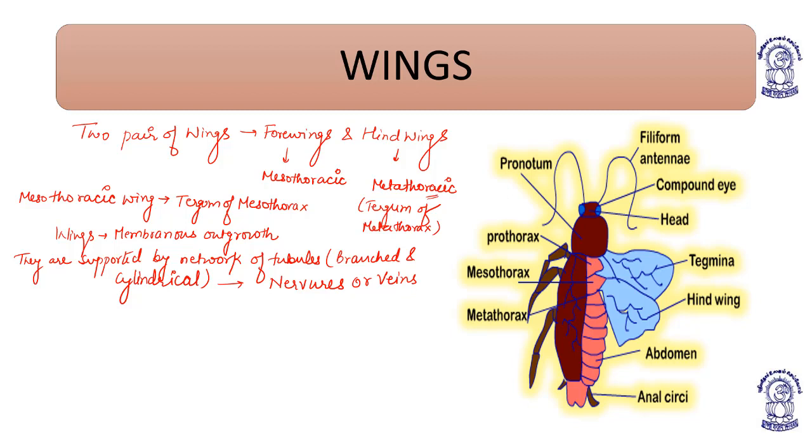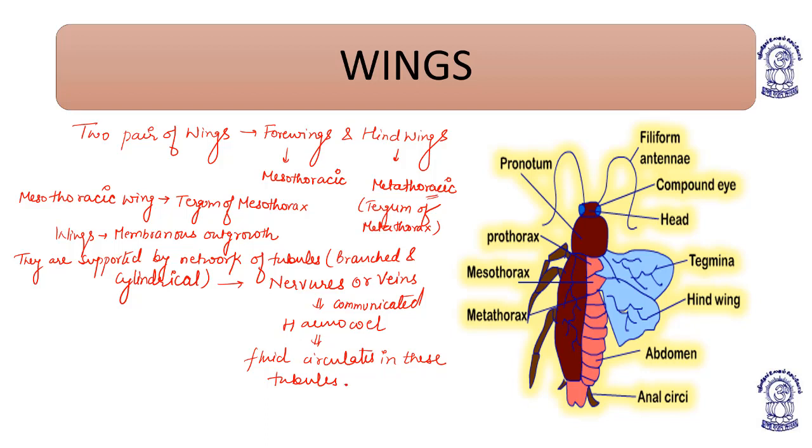These tubules or nervures or veins, they are connected to the hemocoel. Hemocoel is the blood-filled cavity. The hemocoelomic fluid circulates in these tubules. Okay.